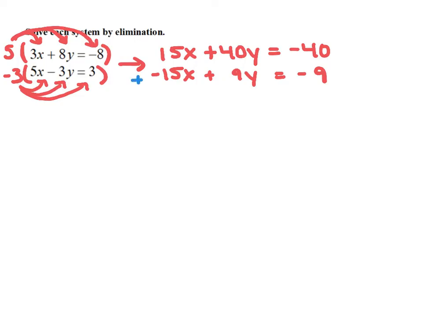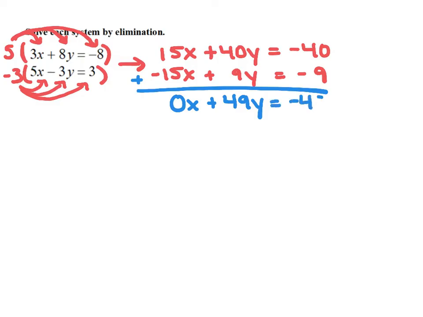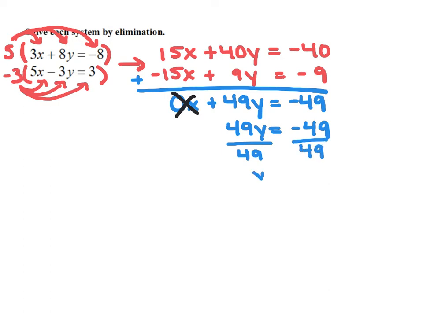Now if I add these two equations together, the 15x minus 15x will give me 0x plus 49y equals negative 49. Now again, that 0x doesn't have to be written. So my equation really is 49y equals negative 49. To solve for y, I would divide both sides by 49 to get y equals negative 1.